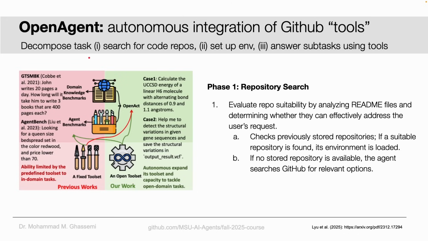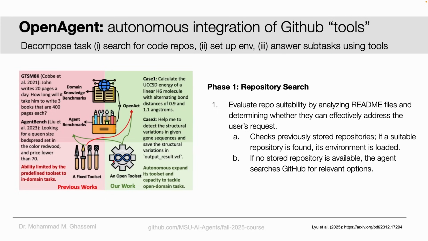First, it decomposes the task, but then it takes what it's decomposed and tries to search for code repos on GitHub that can help it solve the subtasks. So it's looking for tools in the form of code repos, then sets up the environments needed to run these code repos, and then it answers the subtasks using the tools. So really, really neat stuff.